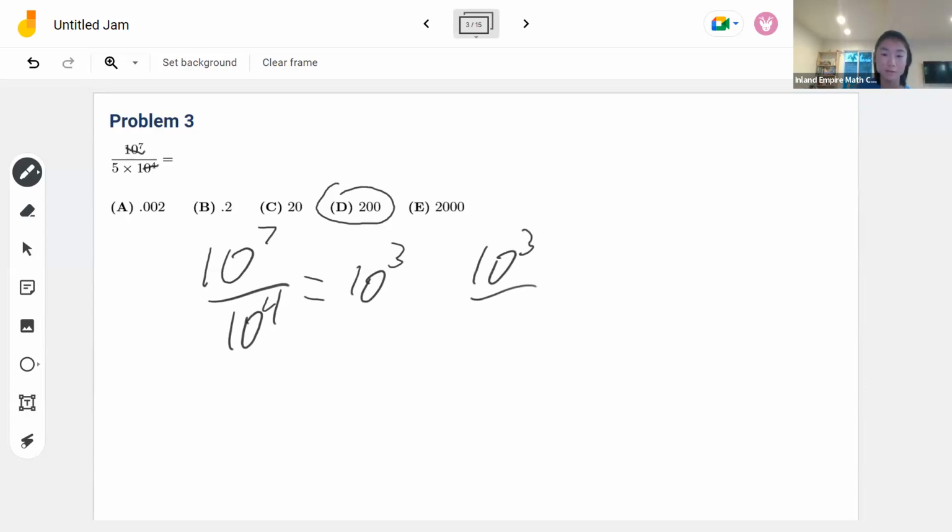We end up with 10 to the 3rd divided by 5. And 10 to the 3rd gives us 1,000. 1,000 divided by 5 will give us 200, and that is our answer.